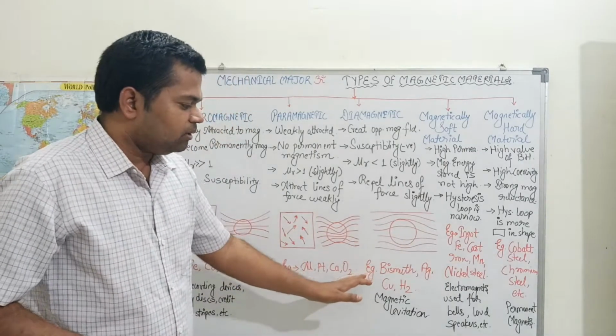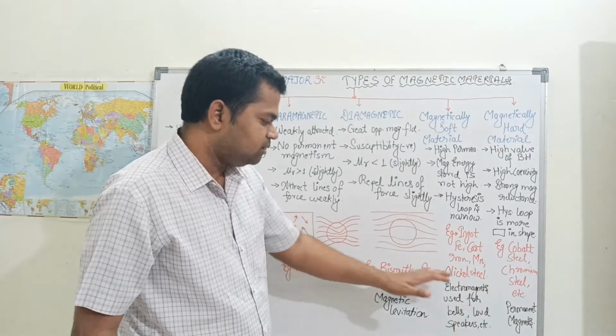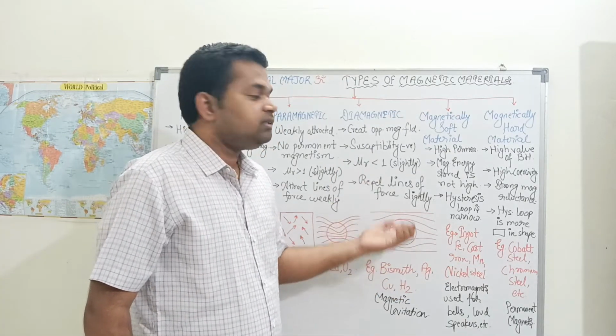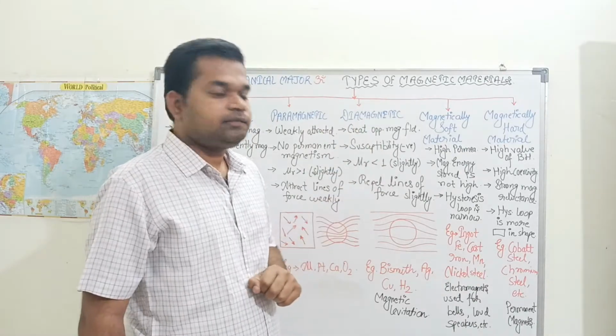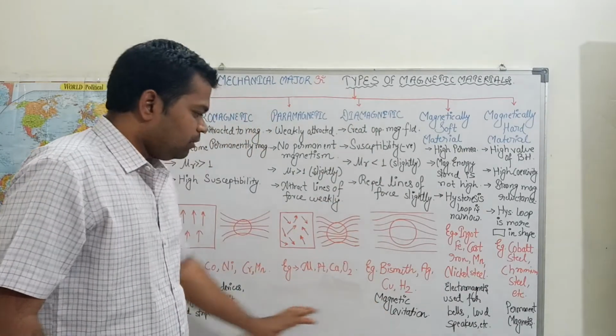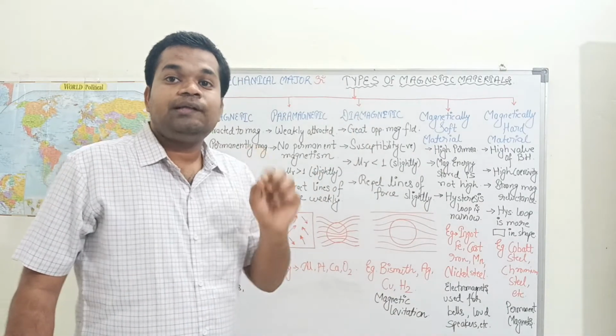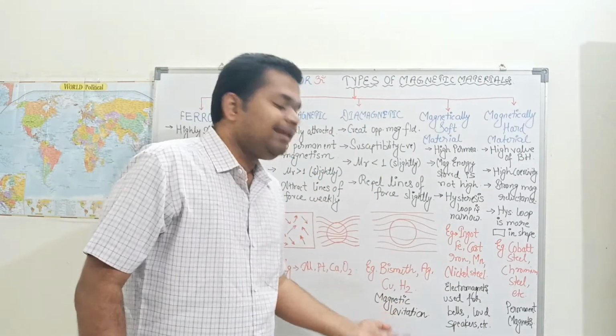And if you talk about the examples, then bismuth, silver, copper and hydrogen are the diamagnetic materials. And the last one, if we talk about the application of diamagnetic material, it is highly used in magnetic levitation.